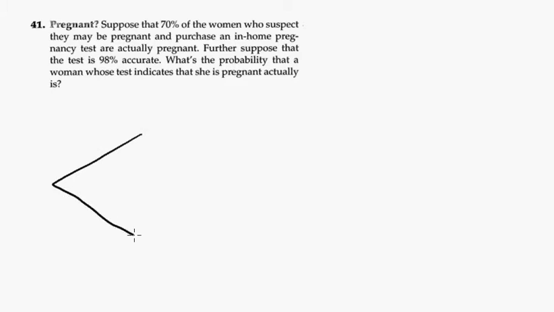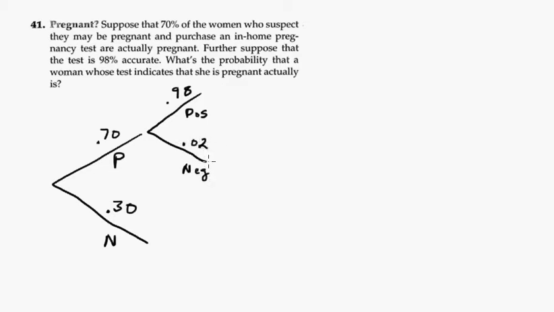Okay, so the first thing I'm going to do is just say, well, look, they're either pregnant or they're not pregnant. So 70% of the women that buy the test are pregnant, and then the others are not. Okay, so now the test is either going to be positive, so that means it's going to detect that she's pregnant, so that's 0.98. But there's a 2% chance that the test says she's not pregnant when she really is.